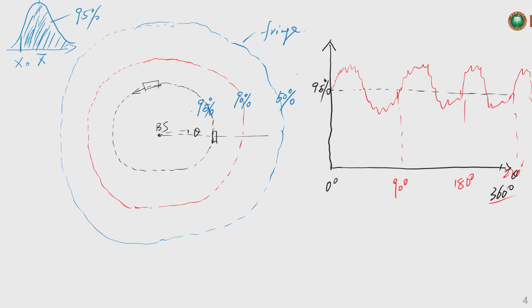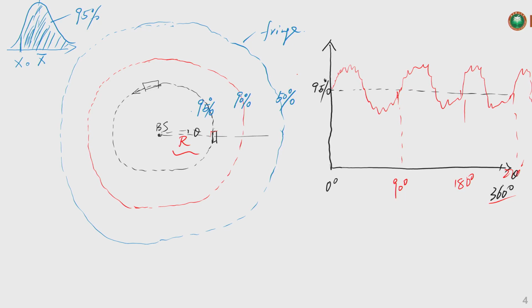So this area coverage needs to be analyzed seriously, for example, to make sure that its coverage is uniform, right? So these are the expressions for the coverage. If we want to express it mathematically, for example, if we have the base station here and the user is located here, the distance between them is r.